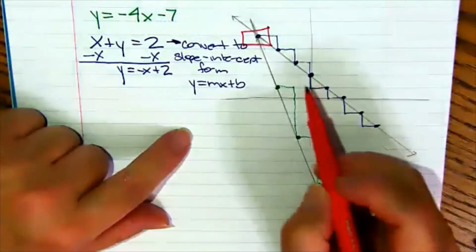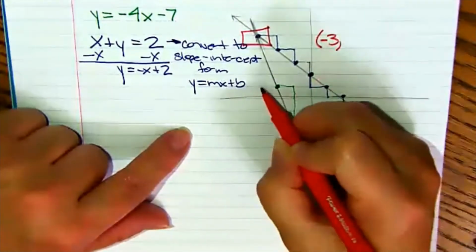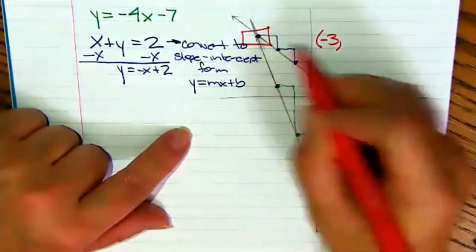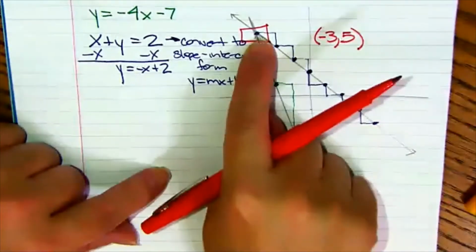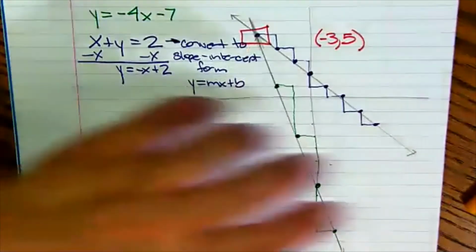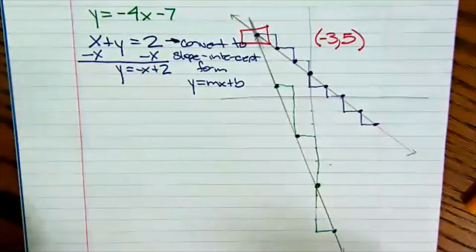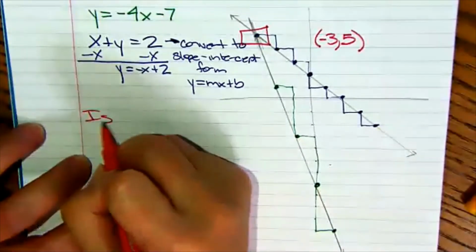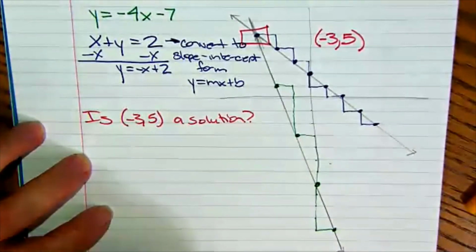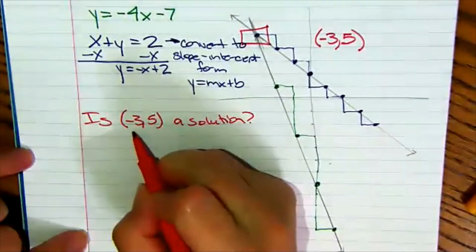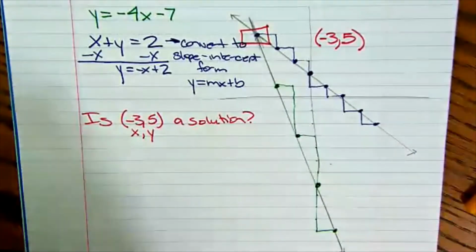And that point looks like it would be 1, 2, 3, negative 3, 1, 2, 3, 4, 5. So it looks like they both intersect at -3, 5. But that's kind of far out there on the graph. I'm not exactly sure. So I'm going to check my work. Is -3, 5 a solution? I don't know. Let's substitute it in and see. -3, that's my x, there's my y. So let's do some substitution.